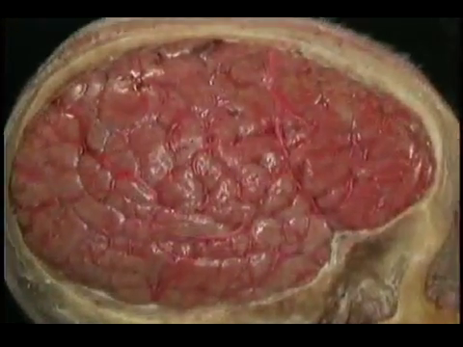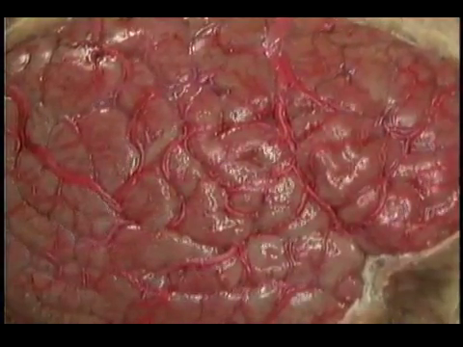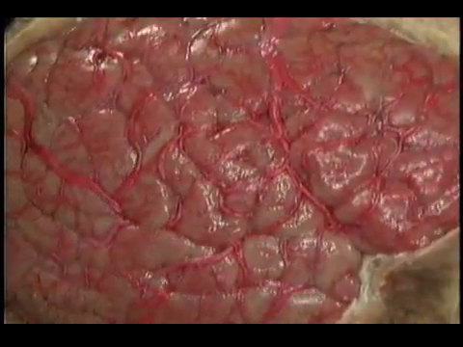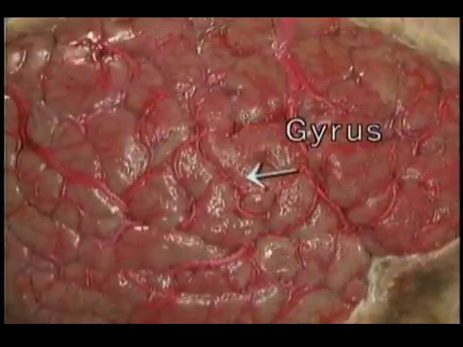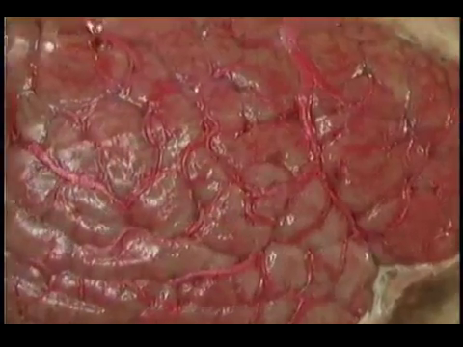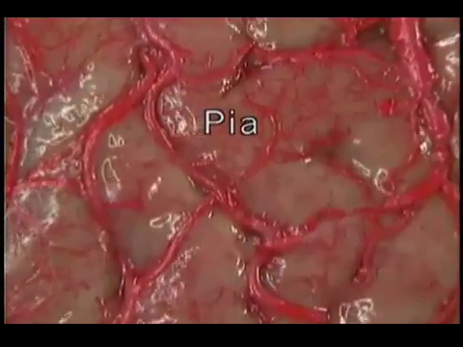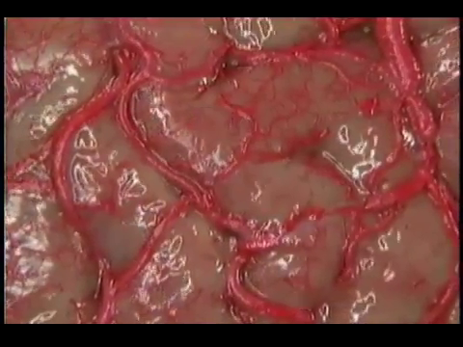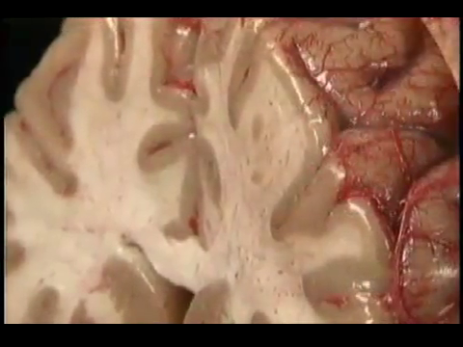We're looking at the right cerebral hemisphere. The blood vessels on its surface have been filled with red latex. The surface of the brain is richly folded. An outward fold is called a gyrus, an inward fold is a sulcus. The pia is almost invisibly thin. It's just the glossy surface that we see here. To see the extent of the pia, we'll look at a frontal section.